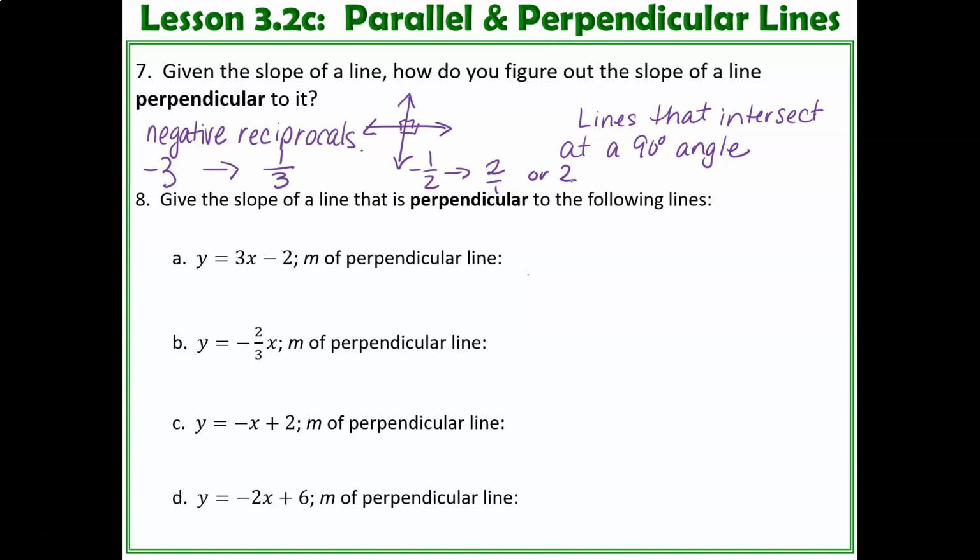So give the slope of a line that is perpendicular to the following. So we know the slope is 3. So you want to flip that upside down and make it negative, so the slope will be negative 1/3. Y equals negative 2/3 x. You flip it upside down, make it the opposite sign. The slope of a line perpendicular to that will be 3/2. Y equals negative x plus 2, that's negative 1. You flip that upside down, make it positive, that'll be 1. And then D, y equals negative 2x plus 6. Here's your slope. Flip negative 2 over 1 upside down and make it positive. Slope of a perpendicular line will be 1/2.